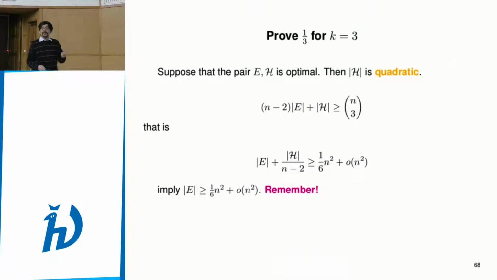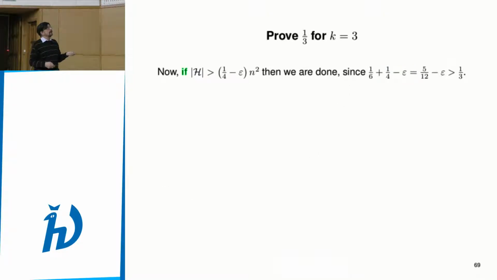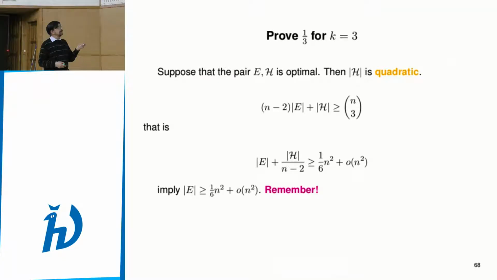So remember, I want to improve this. This is trivial. I didn't use anything until now. But if we use the Lovász–Simonovits theorem, we can improve this 1/6. So suppose that H is more than this value, then we know that E, I'm sorry.